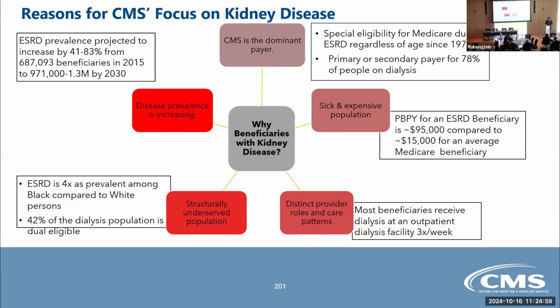It's one with easily identifiable provider roles and care patterns. This one's a little bit different. I know we're at the chronic disease research program here, but that's one thing where kidney disease can be seen a little separately, where we can identify nephrologists and dialysis as the special needs for the patients. It's a structurally underserved population, as has been discussed, very high proportion of dual eligibles, and very big racial inequities in terms of who gets ESRD in the first place. And finally, it's one that's growing.